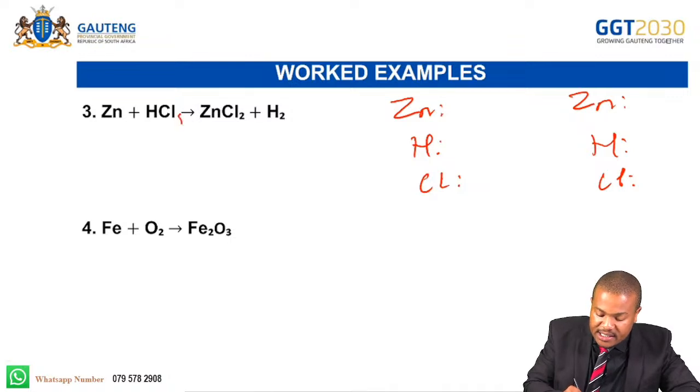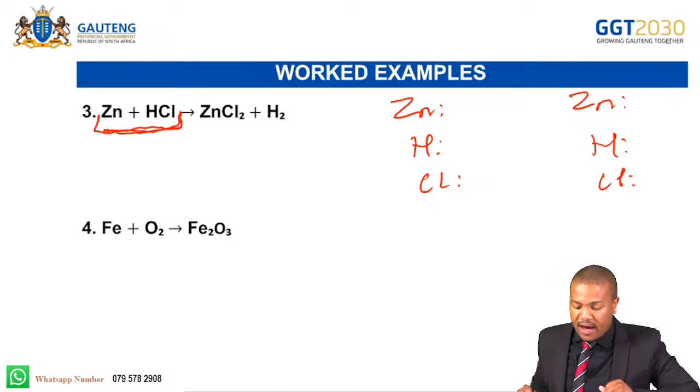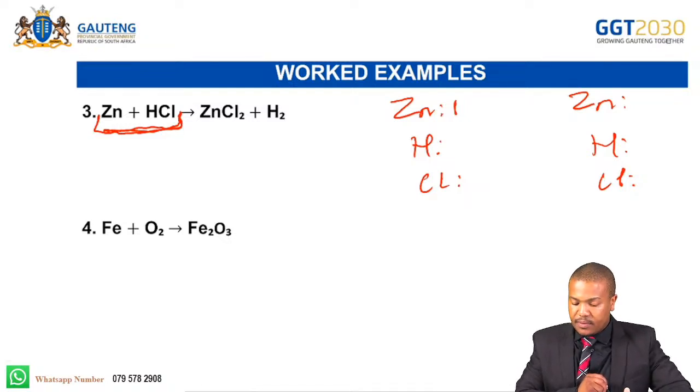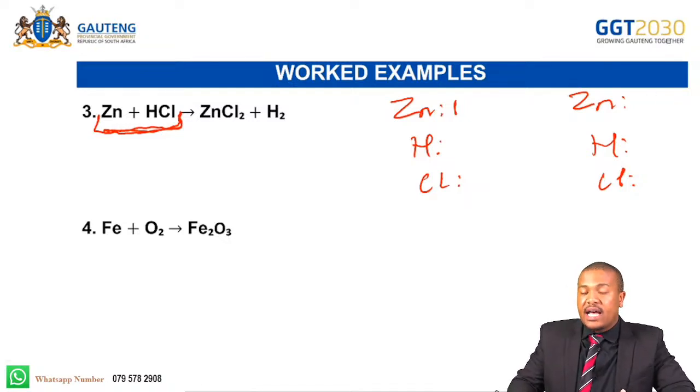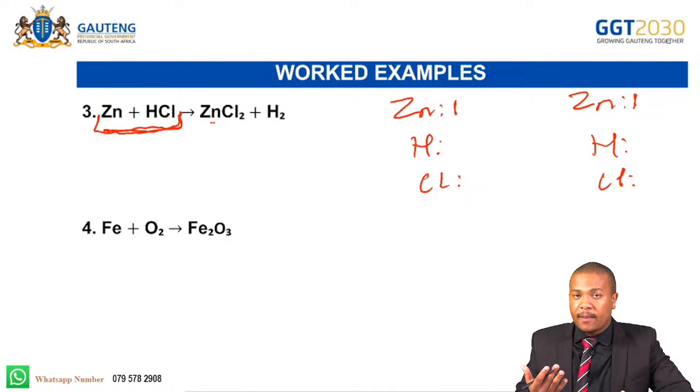Now let's count together. Looking at the reactant side, that is this side only, how many zincs do we have? We have 1. When looking at the product side, again, how many zincs do we have? We have 1. So the zincs balance.